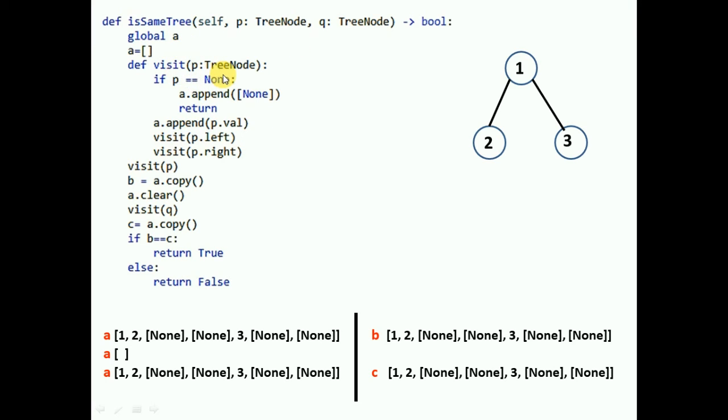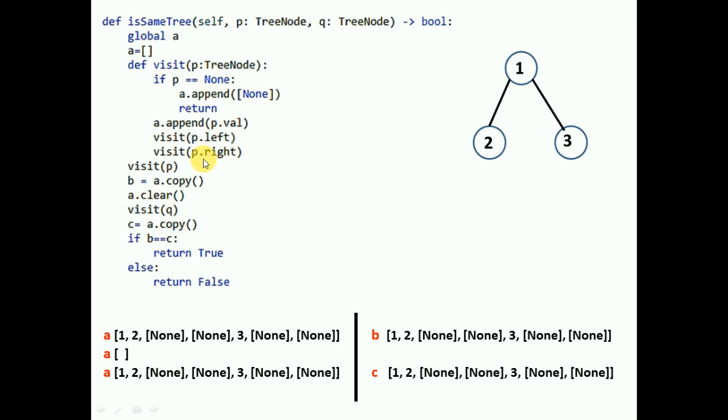Visit. Then p, here p is null. Okay, p is equal to none. Then none is also passed, so p is equal to none. The condition is satisfied, so I will append none here. Now this none is appended here.